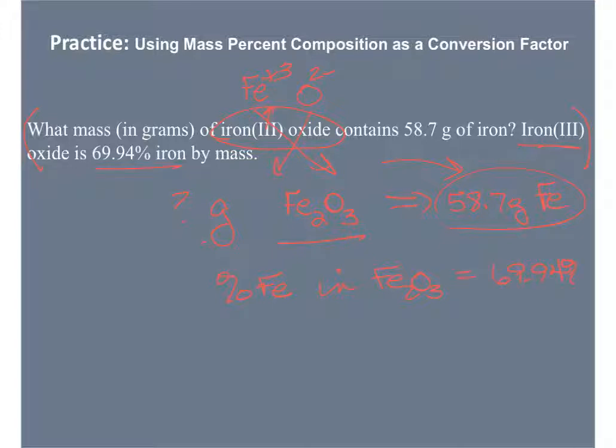69.94. And like any percent, it's important in chemistry to be able to write quantitatively what percent stands for. It helps you solve a lot of problems. So what does 69.94% mean? It means that there are 69.94 grams of iron in 100 grams of the entire compound. That's what a percentage means, okay? It's that much out of 100.